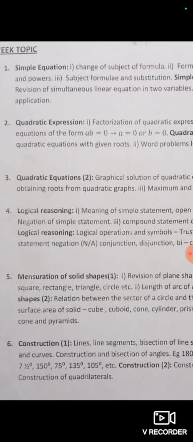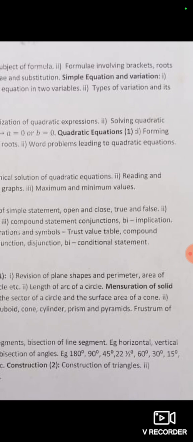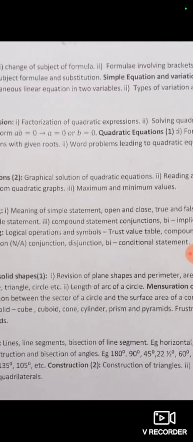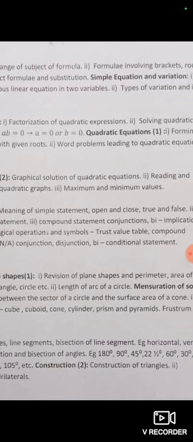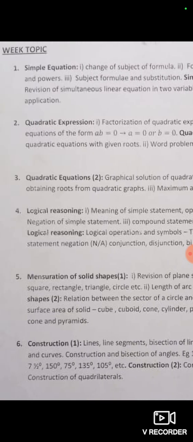In the fifth, we'll be looking at the mensuration of solid shape. Now, this is where we're going to be making use of the projects you guys did the other time of plane shapes. So we'll be looking at the area and the perimeter of those shapes, the square, the rectangle, circle, and the rest of them.